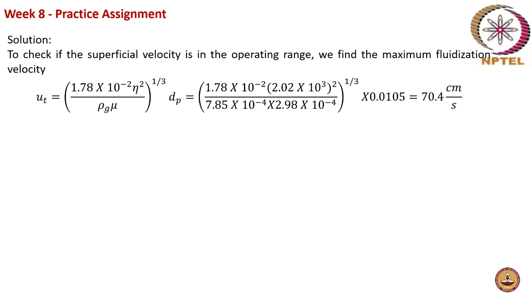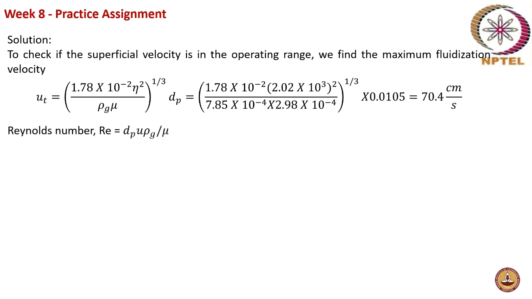For this, we have the expression for maximum fluidization velocity as 1.78 into 10 power minus 2, η squared divided by (ρg into μ) whole power 1 by 3, into dp. We have all the terms for this expression. Substituting all the terms, you will get the maximum fluidization velocity as 70.4 centimeter per second. From this we can observe that the superficial velocity is well within the operating range, because the maximum fluidization velocity is 70.4, whereas your superficial velocity is only 8 centimeter per second.